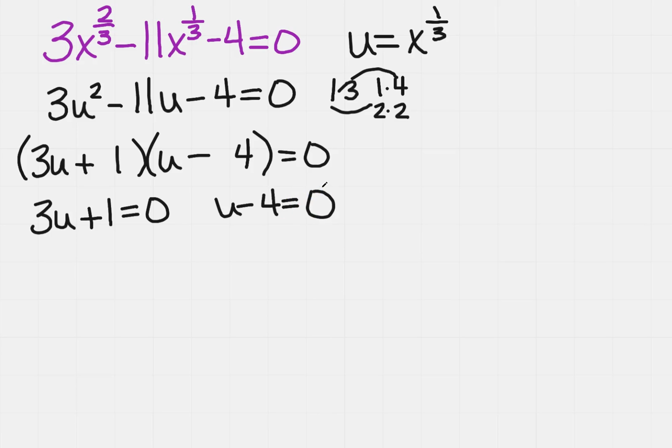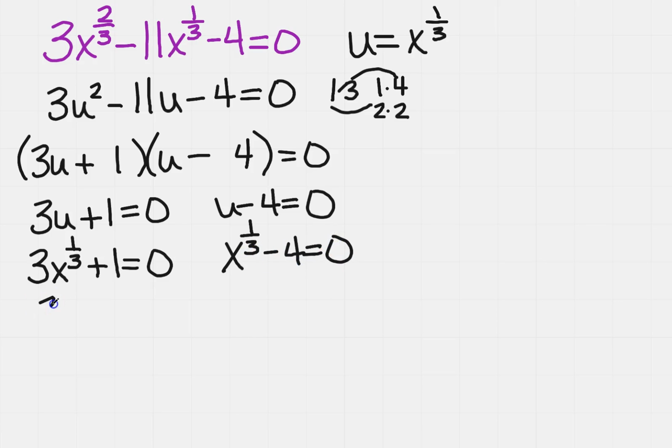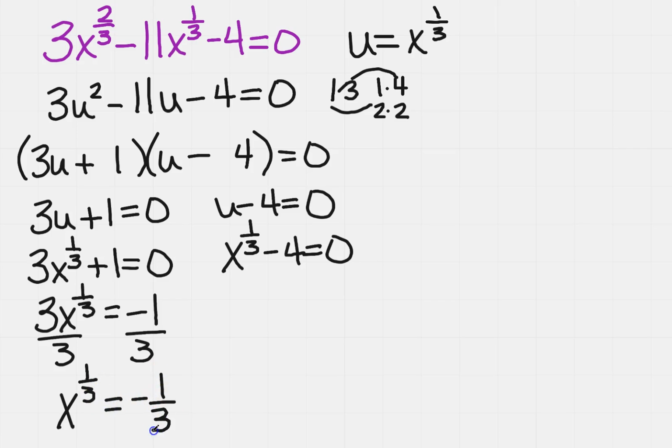Now I need to go ahead and plug back in my values for u. So this is going to be 3x to the 1/3 plus 1 equals 0. And this is going to be x to the 1/3 minus 4 equals 0. So I need to get the x sides by themselves. And then I'm going to divide by 3. So I'm going to get x to the 1/3 equals negative 1/3. And over here, I'm going to add 4 to both sides. I'm going to get x to the 1/3 equals 4.